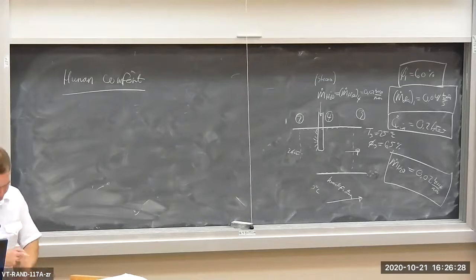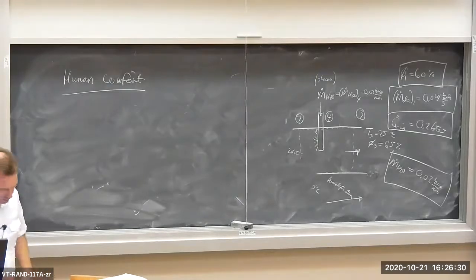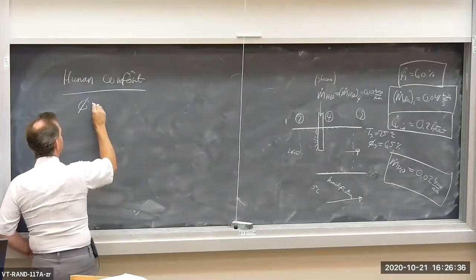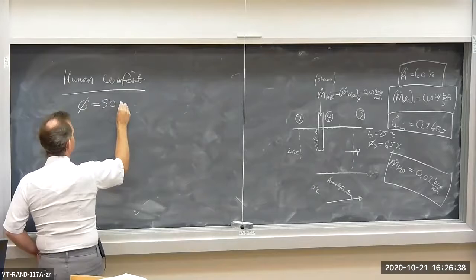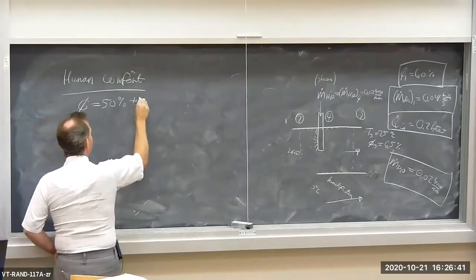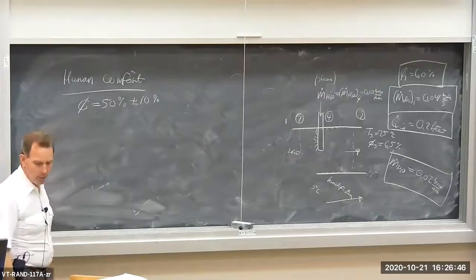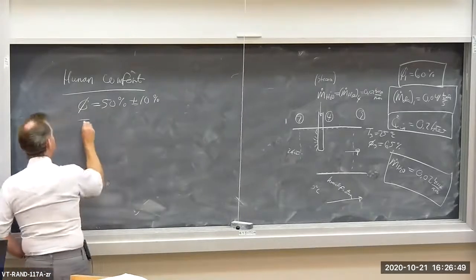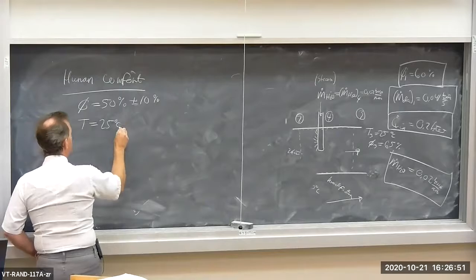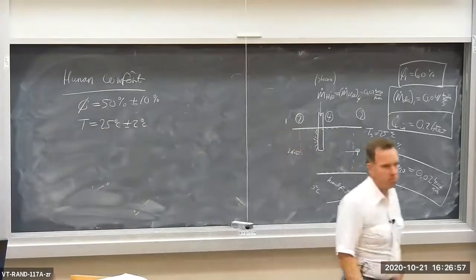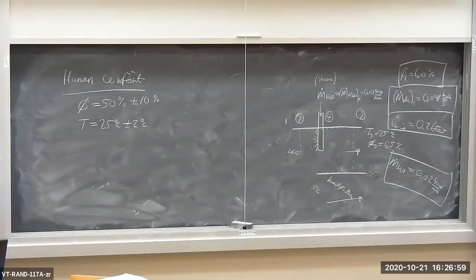So human comfort, typically relative humidity is typically 50%, let's say plus or minus 10%. That's what's considered comfortable for humans. And of course, temperature, something around room temperature. So temperature is 25 degrees C. Let's say plus or minus 2 degrees C. So that turns out to be around 68 to 75 degrees Fahrenheit, something like that, okay?